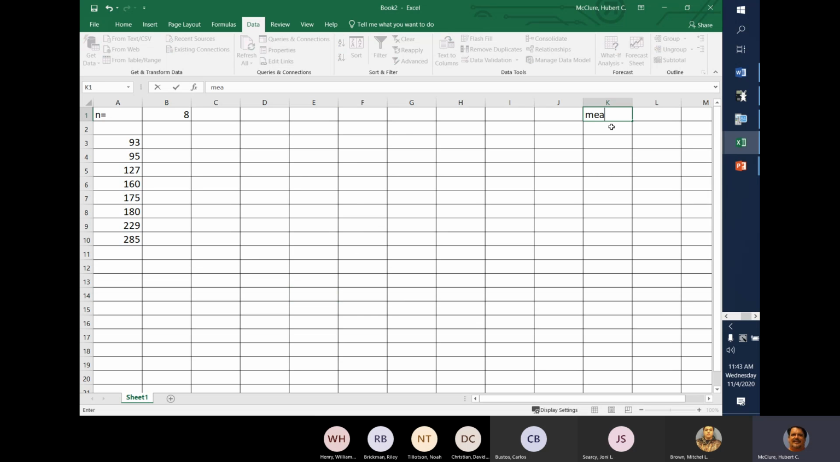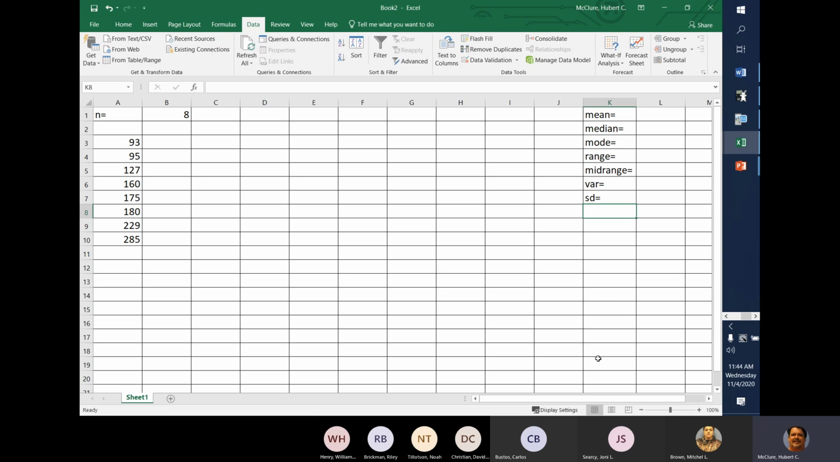Let's see, mean, median, mode, range, mid-range, variance, and standard deviation. Now, the test questions are not going to ask you for all 7. But if I show you how to find all 7 on each one of my examples, then you should be able to what? Find anything that they ask for.